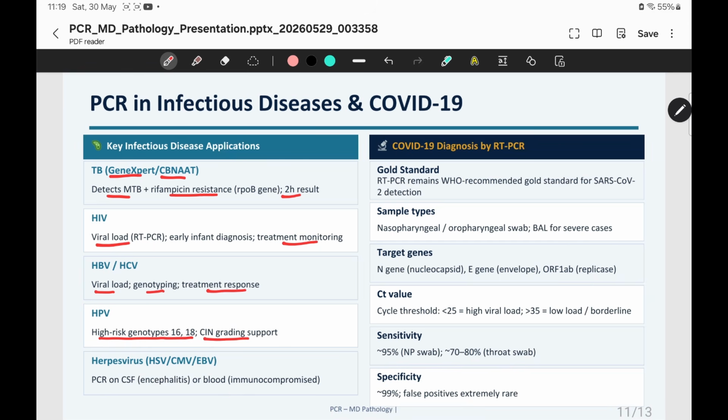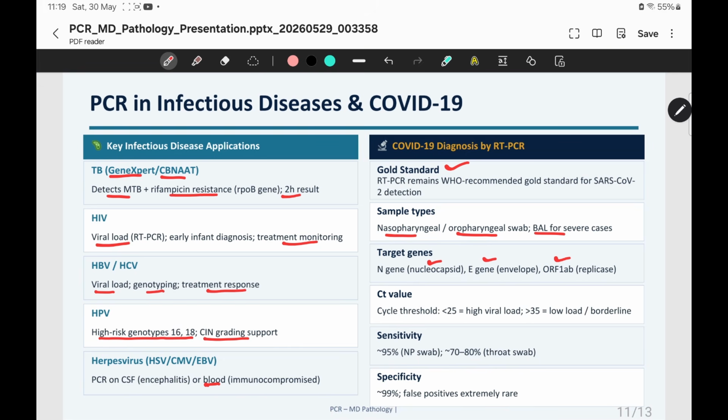For herpes virus, the PCR is done on CSF sample in case of encephalitis patient, or if the patient is immunocompromised, then on blood it is done. In case of COVID-19, it is a gold standard procedure. The samples needed are the nasopharyngeal or the oropharyngeal swabs, and in severe cases, bronchoalveolar lavage sample can also be used. The targeted genes are the nucleocapsid gene, envelope gene, and the ORF1AB gene.